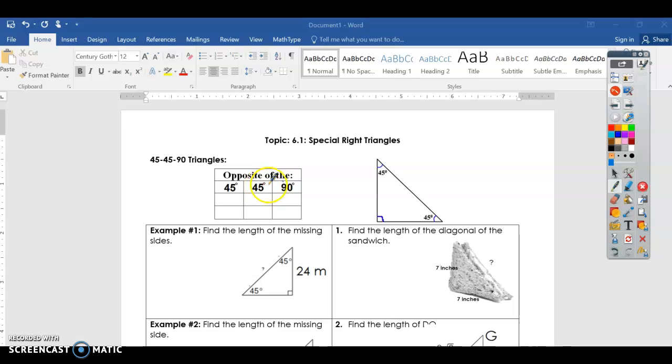So opposite of the 45-degree angles, these sides are x. So the legs of your triangle are x. These legs should be the same length. And then the hypotenuse, or the longest side, or the side across from the 90-degree angle, is going to be x square root of 2. So for these, you could just look at the side lengths and do it that way. Some of you from geometry probably use this little chart, and you can do it that way also.